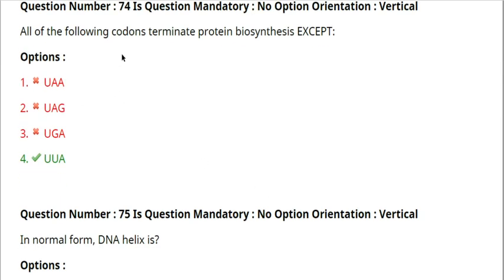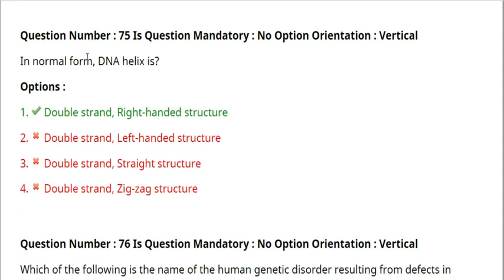Next, the following are codons that terminate protein synthesis, except which one. Okay, so UAA, UAG, UGA are stop codons that are used for terminating the protein synthesis, whereas UUA is an mRNA codon of leucine, friends. At the same time, know which is the start codon. Start codon is AUG. In a normal form, DNA helix will be double-stranded in nature. At the same time, it will be right-handed in nature.